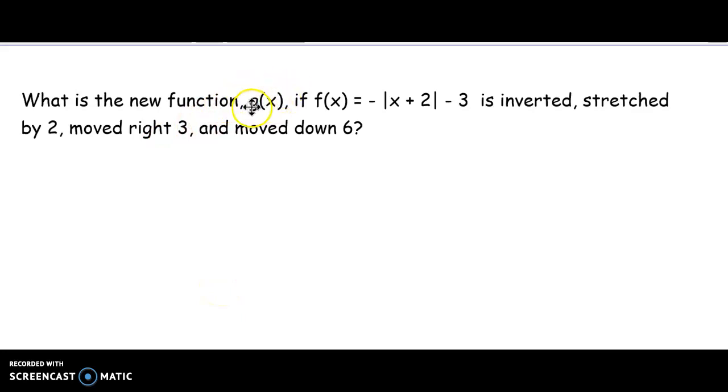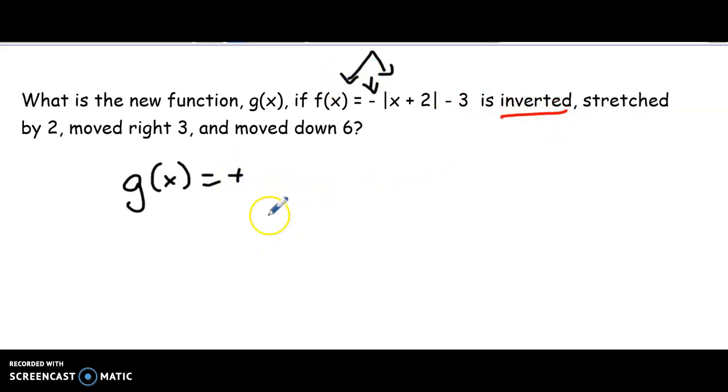What's the new function, g of x, if f of x is inverted? So let's take each one of them one at a time. Inverted means that this is going to become positive if it's negative. That means it's flipped. So this right here means that it opens down. Invert it means that we flip it, so that's going to become a positive. The next thing that's happened is that it is stretched by 2. So that means we're going to put a 2 out here in front of the absolute value sign.